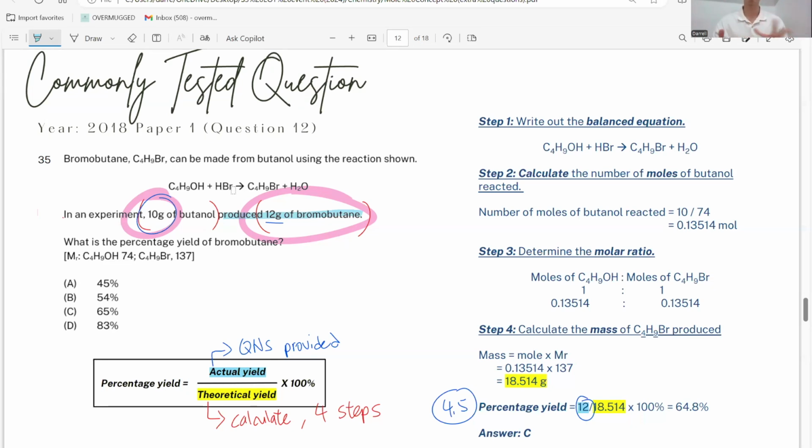Generally, if you can do these few question types, most of your Sec 3 end of year exam questions shouldn't be a problem. But you need to clock the practice. That's why I printed extra questions in this handout with the answer key as well. So you can go and look through, go and try. The more you do, the more familiar you are with the 4 steps. Mole concept will be one of your strongest topics moving forward. Make it that case.